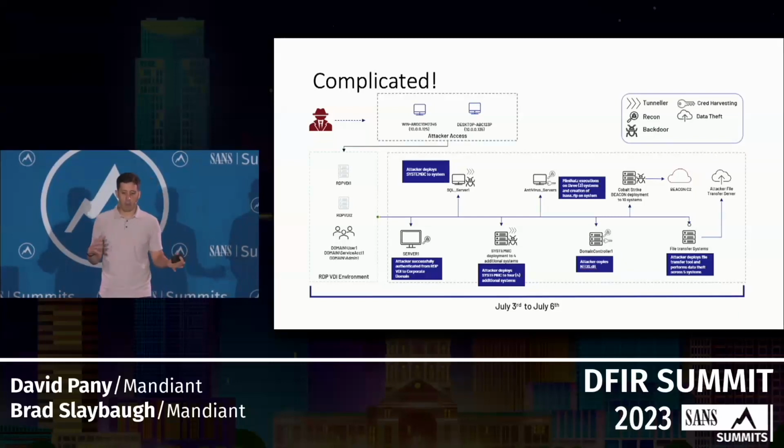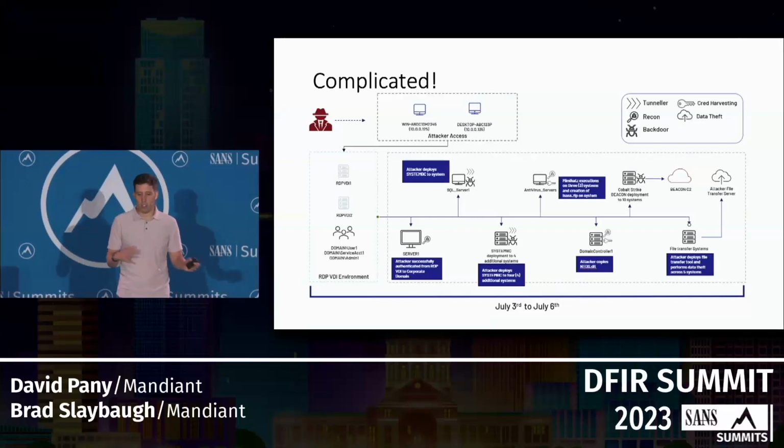Pretty linear attack path here. Very easy to show that timeline from July 3rd to July 6th here, so roughly a 3 or 4 day period. Another thing to call out is that we do have a legend at the top to show what each of the icons mean.